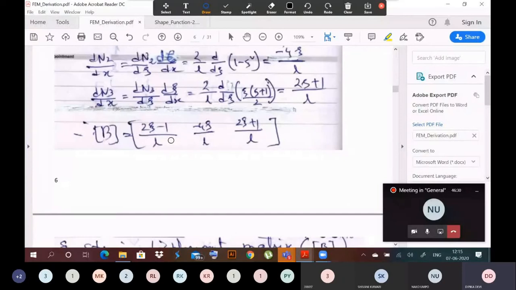Also you can find out the B matrix at that point using this expression. Then once you know the B matrix, you can find out the strain, which is equal to B into Q. Q is nothing but the nodal displacement vector, U1, U2, U3. So that way you can solve the problem. Given problem, very, very simple.